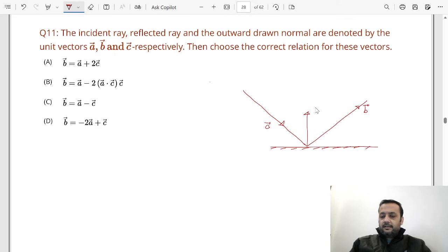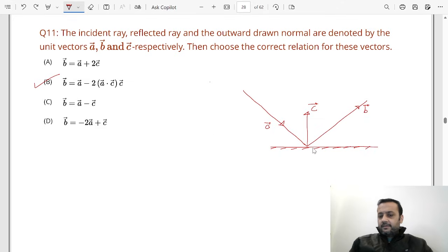vector is C vector. Okay, now although this is a standard result and this is the correct answer if you have memorized, the reflected ray, which is B vector, is incident minus 2 times dot product of incident and normal into normal. So it's a very standard result which you might have memorized, but in case you don't know how we get this result, then we can derive this very quickly.